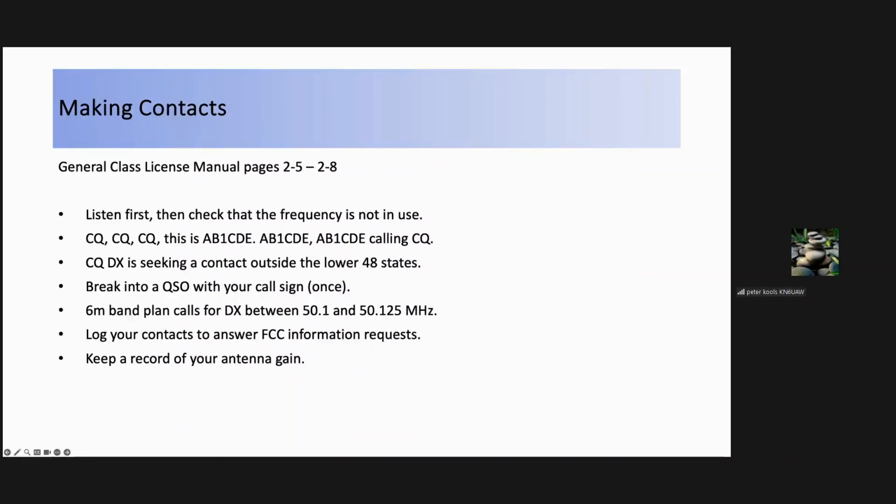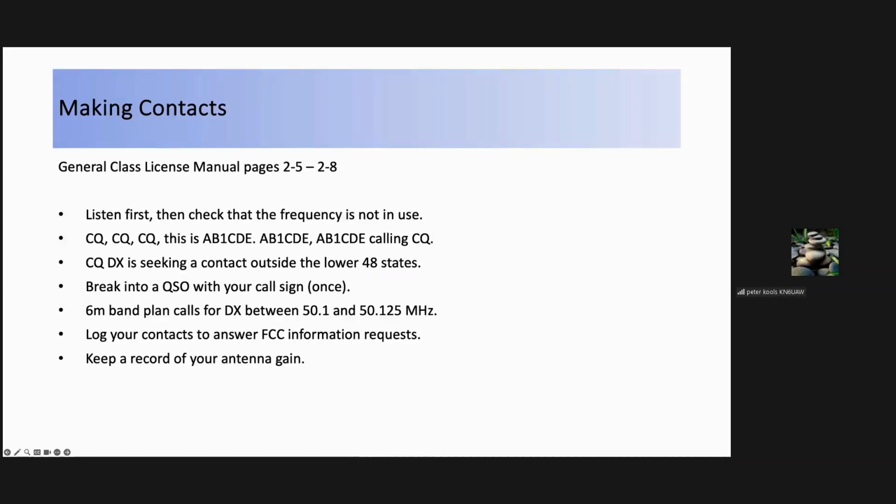So let's talk about making contacts. And I'm kind of harping on this to some extent, but it's super important on HF. Listen first, and then check that the frequency is not in use. I would do CQ, CQ, CQ. This is Kilo November 6, Uniform Alpha Whiskey. Again, this is Kilo November 6, Uniform Alpha Whiskey, calling CQ. So some variation of that.